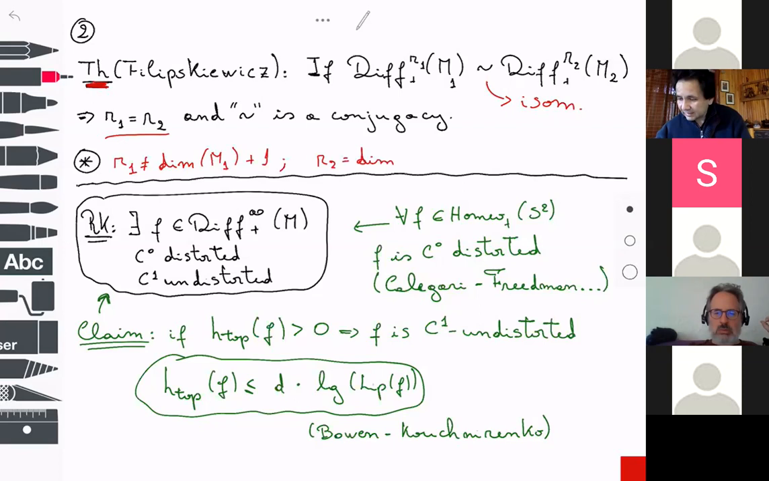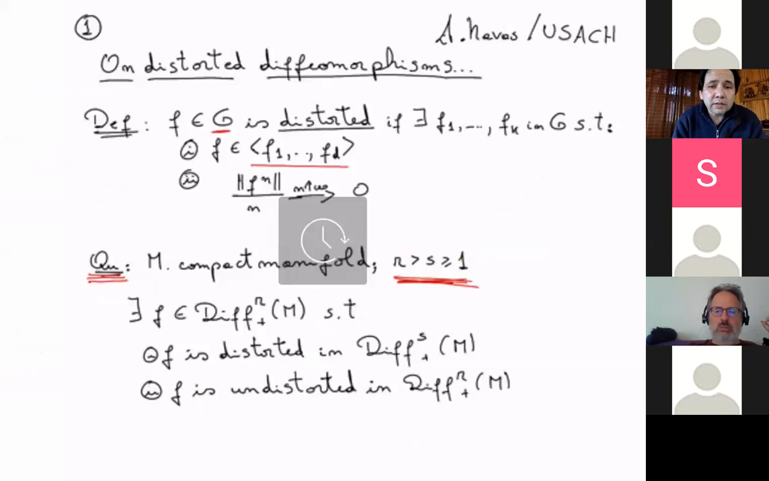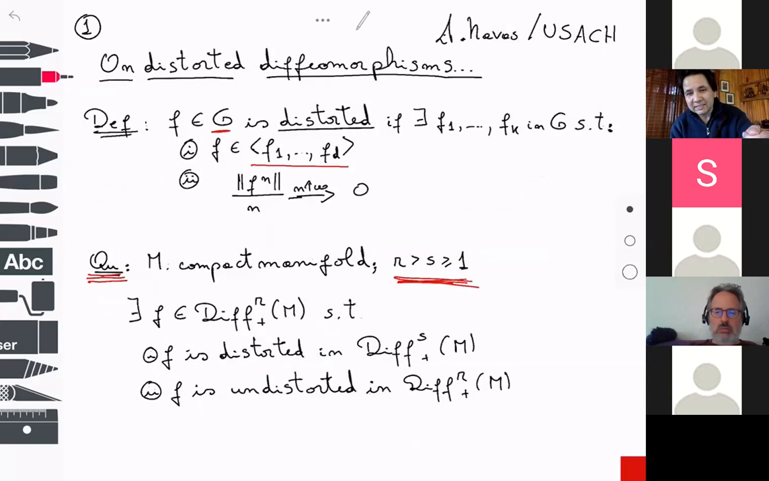So my goal actually is that for every R and S, I am given R and S. Okay, I am prescribing these differentiability classes. For instance, take R equal to 2 and S equal to 1, and take a manifold, for instance, the sphere. So my question is whether there exists a C2 diffeomorphism of the sphere, which is undistorted in the group of C2 diffeomorphisms, but distorted in the group of C1 diffeomorphisms.